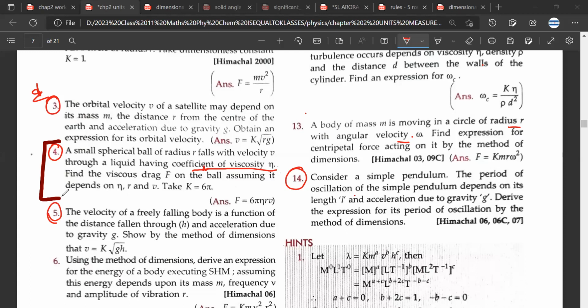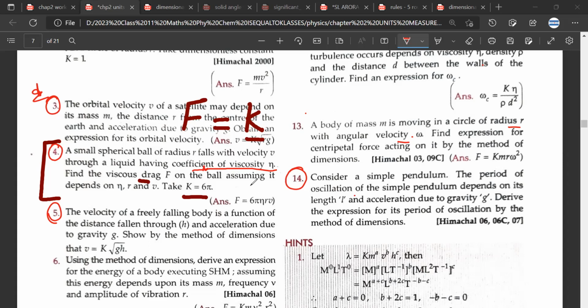So, Mr. Rudra, we'll start with the basic equation that the viscous drag, the drag force, will depend upon some constant k that I'm not aware of, but they have said that this k is equal to 6 pi. So once I've derived the expression, then I can put the value of k here.